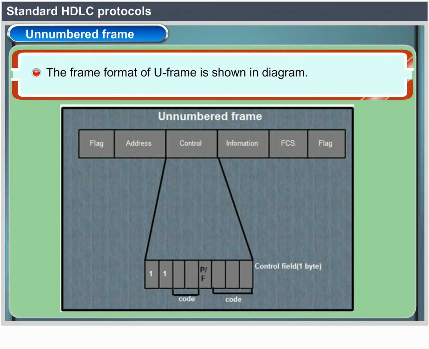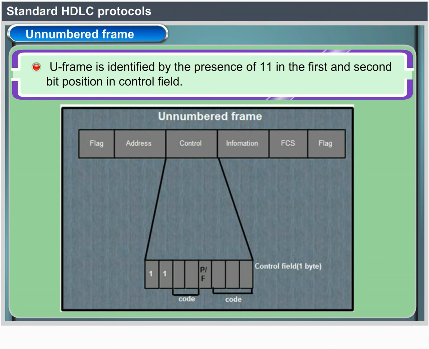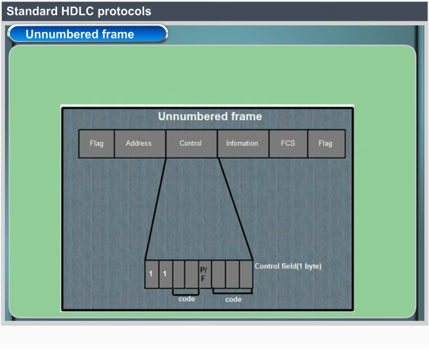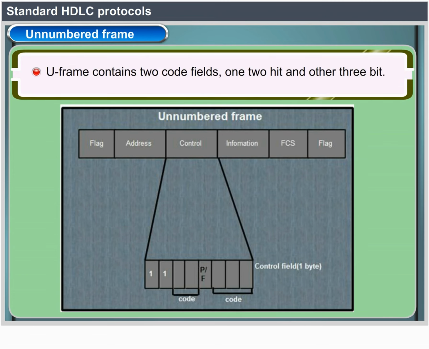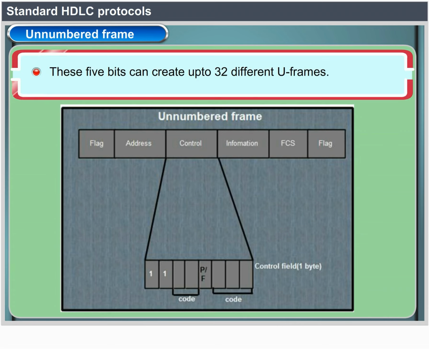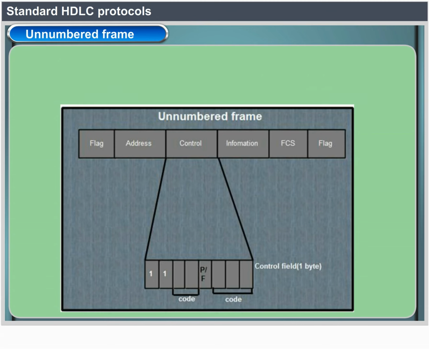A U frame is identified by the presence of 11 in the first and second bit positions in the control field. These frames do not contain N(S) or N(R) in the control field. A U frame contains two code fields, a 2-bit one and another 3-bit one. These 5 bits can create up to 32 different U frames. The P/F bit in the control field has the same purpose in the U frame as discussed earlier.